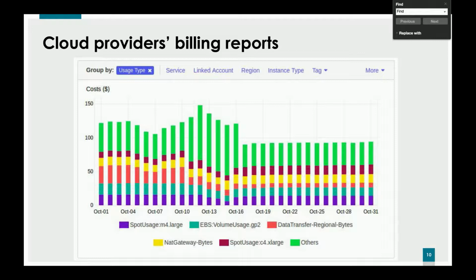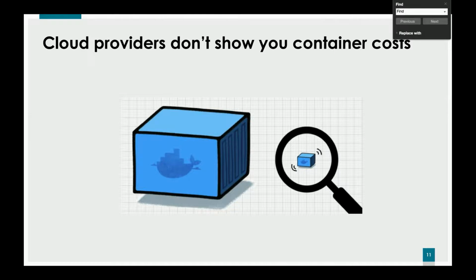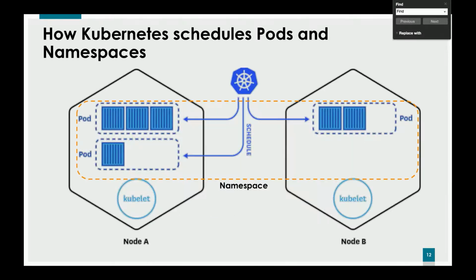nodes. They don't know that you're running Kubernetes, and they don't know what you're actually doing on top of that. So they don't actually know the containers that you're running in the nodes, and hence they don't report on it because they're really not charging you for that level of abstraction.